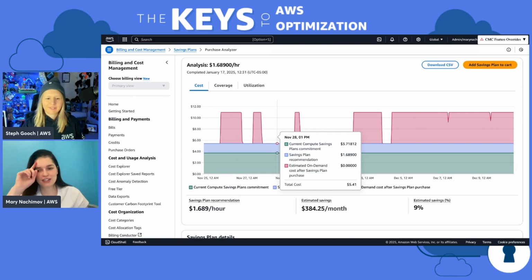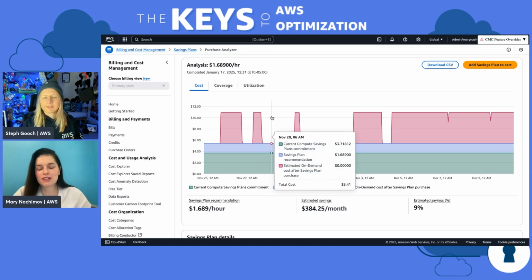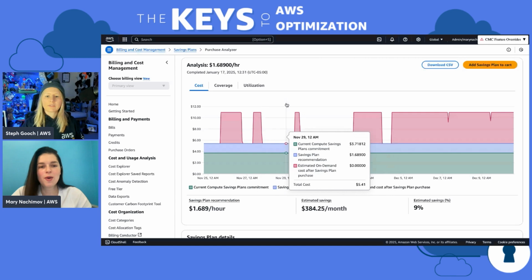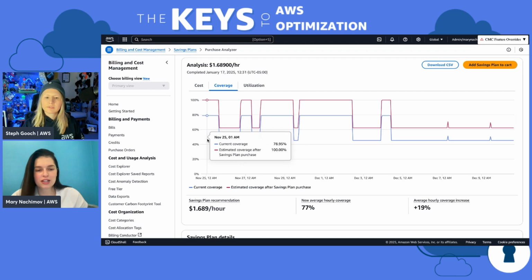Exactly. So here is my cost chart, where I can see exactly how much I'm going to pay and how much on demand is going to be left over. But I can also explore coverage. Many times there is a coverage target. Customers want to be always 90% covered, or on average 90% covered.